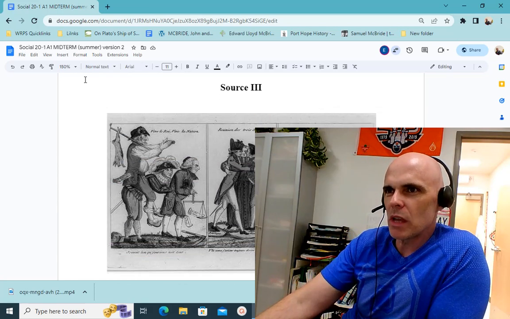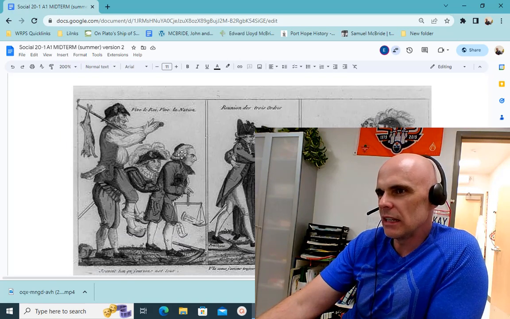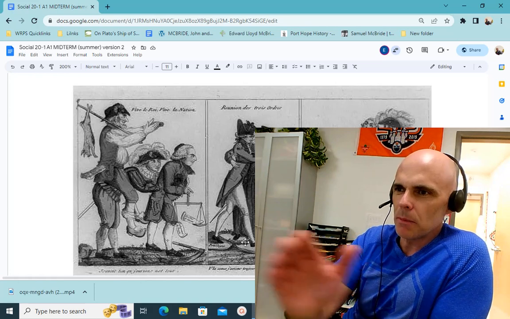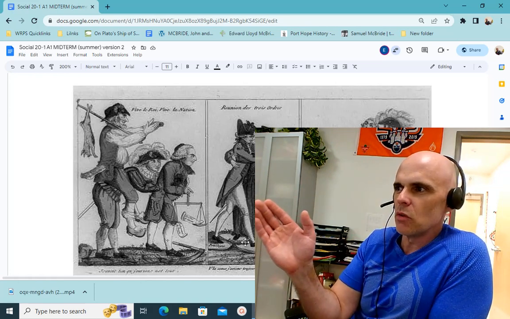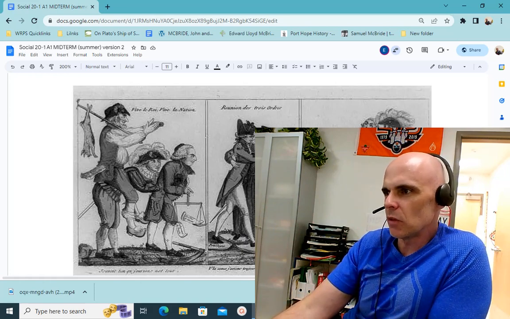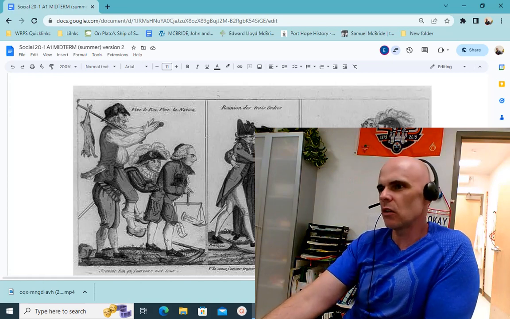In the third option, we have a lot to play with here, don't we? We have a cartoon, and in the cartoon we have three captions. Now it's unfortunate that we typically read left to right, because chronologically it really moves right to left. On the right, this is the old regime, the third estate bearing the burden of the two other estates, the third estate doing all the work.